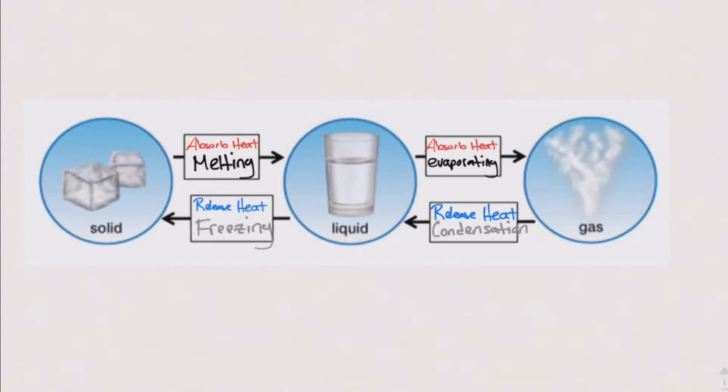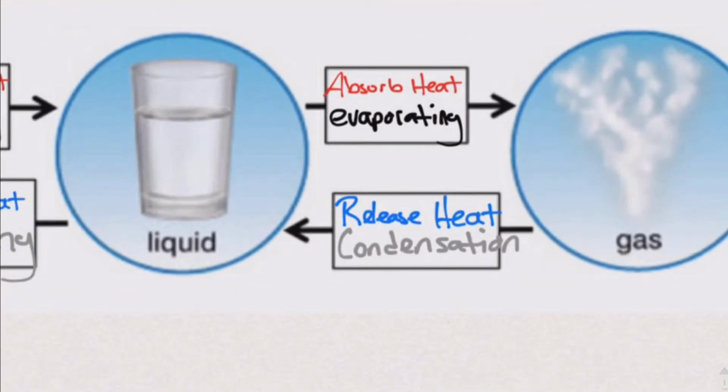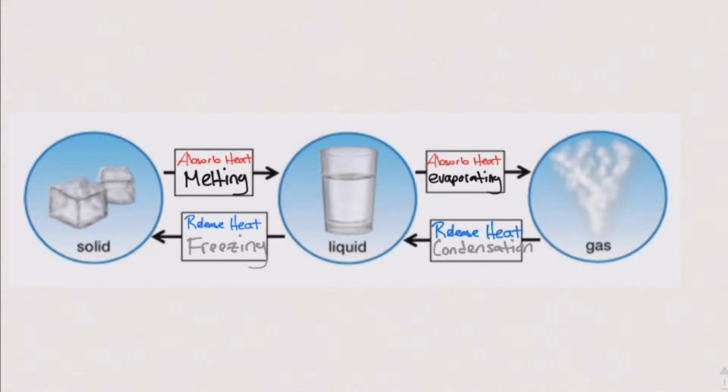So condensation is a really important thing for us here. That involves something releasing heat and then going from a water vapor back into a liquid. And then lastly, we have freezing, and that's where your liquid releases heat even more and turns into a solid. So how does that apply to what we're talking about?